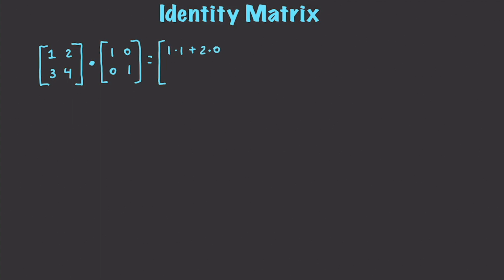And let's see exactly how they work. So we'll have 1, 2, 3, and 4. And if we multiply that times an identity matrix, which is going to be 1, 0, 0, 1, this is going to give us a result of 1 times 1 plus 2 times 0, 3 times 1 plus 4 times 0, 1 times 0 plus 2 times 1, 3 times 0 plus 4 times 1.